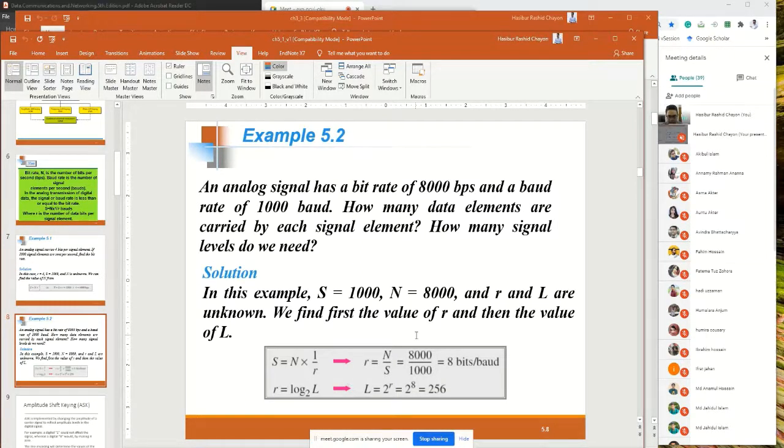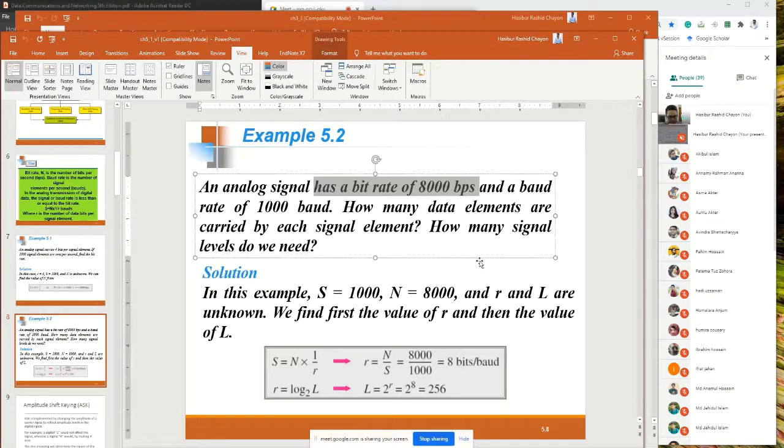math. Look at what the math is. It says that an analog signal has a bit rate of 8000 bps. So that is the value of N, and a baud rate of 1000 baud. That is the value of S. How many data elements are carried by each signal element? That is asking for small r.